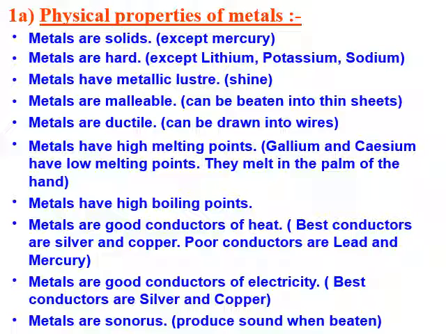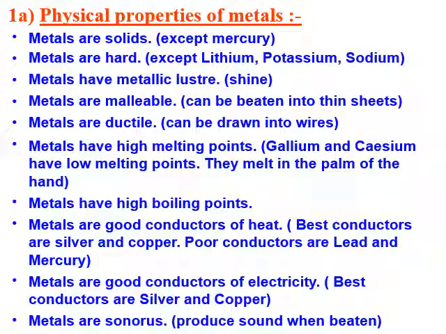Metals have metallic luster. Metals give the shining property. You can see gold and silver, all are having the shiny property. Metals are malleable. Metals can be beaten into thin sheets. We get aluminium sheet, gold foil sheet. Metals are ductile. They can be drawn into wires. So we can get copper wire, aluminium wire, etc.